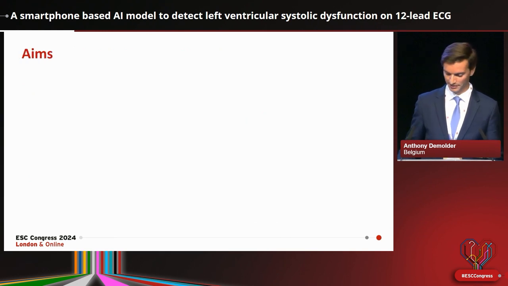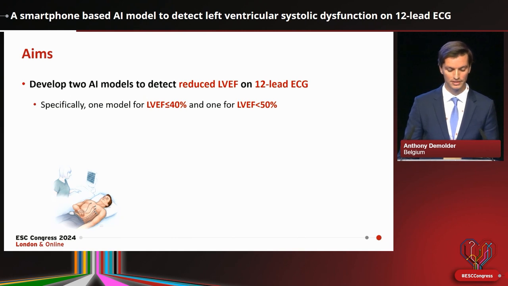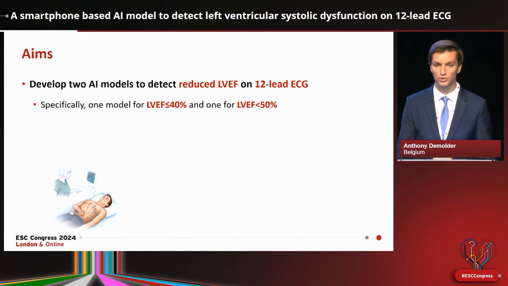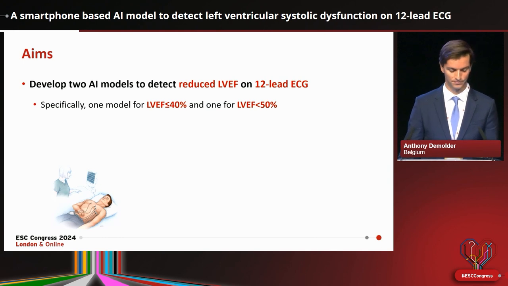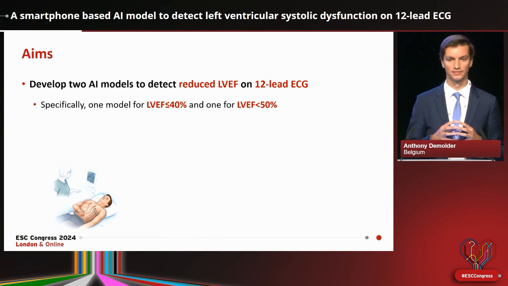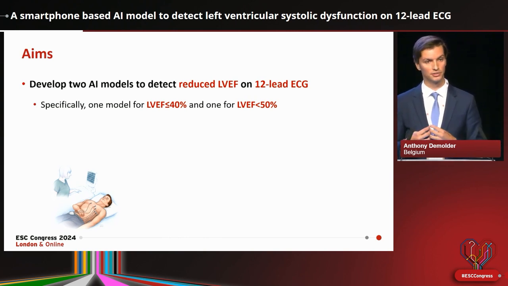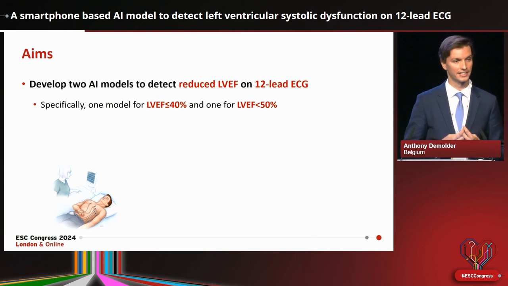So with this in mind, we set out to develop two AI models that were able to detect reduced left ventricular ejection fraction on a 12-lead ECG. Specifically, we designed one model to detect LVEF below or equal to 40%, whereas we developed another model to detect LVEF below 50%. This is in concert with the guidelines we currently have.